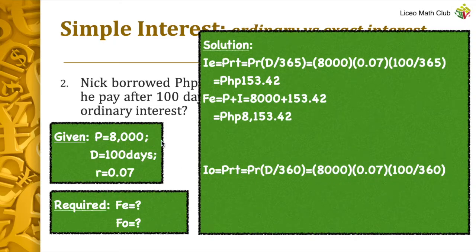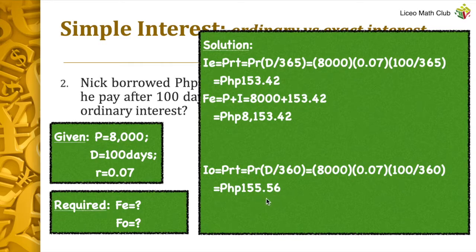You know the values. Take it from here. P is 8,000, R is 0.07, D is 100, and use your calculator to calculate this. So we have our I sub O is 155 pesos 56 cents. Actually, this is continuing to be 55555.